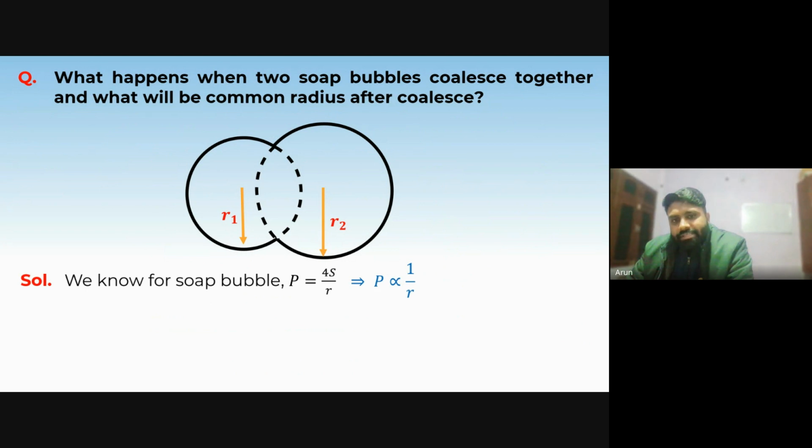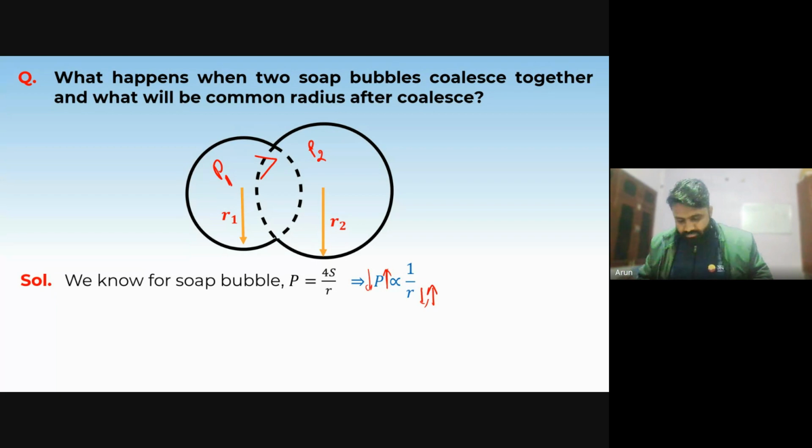So from here you can say that this excess pressure is inversely proportional to the radius, which means the smaller the radius, the higher the pressure, and if it is larger, the pressure will be low. Now for this one, let's say the pressure is P1, and for this the pressure is P2. So we can say that P1 is greater than P2 because it has lesser radius, and according to the excess pressure formula, the pressure P depends inversely on the radius. So smaller radius, larger pressure. Okay.